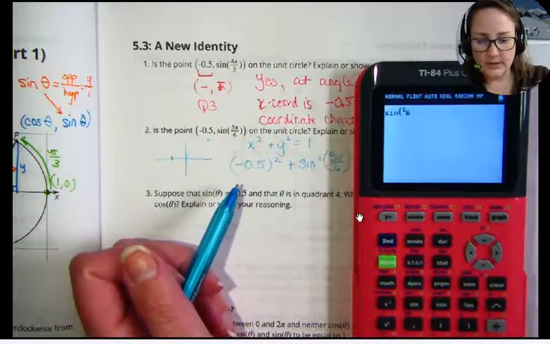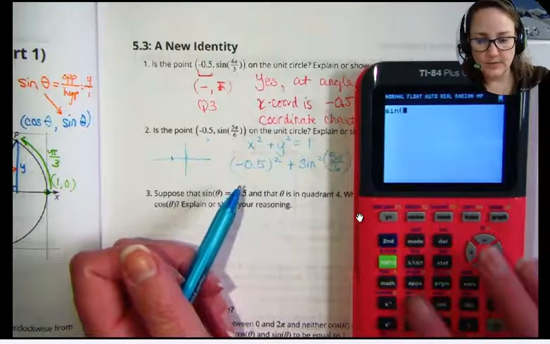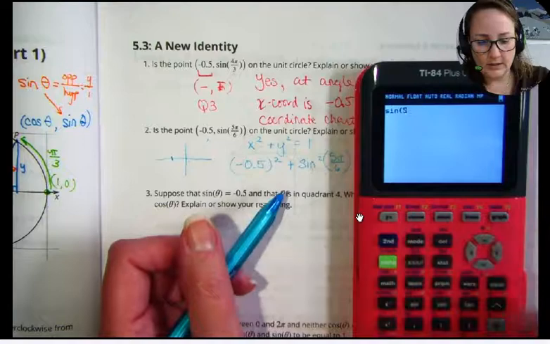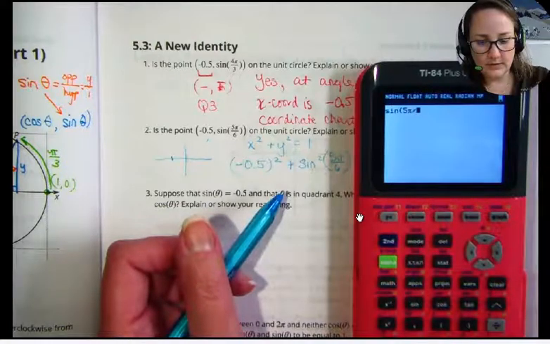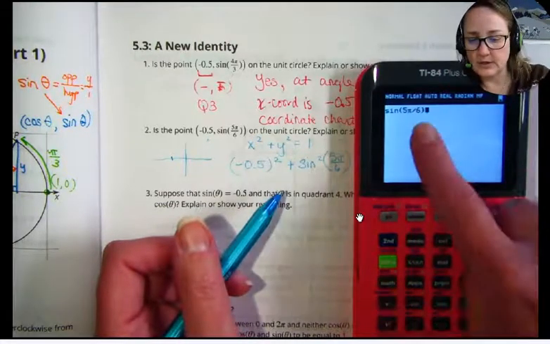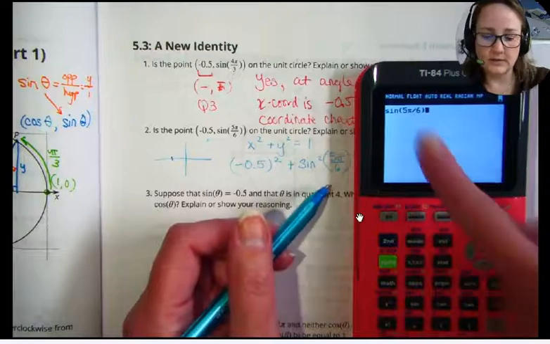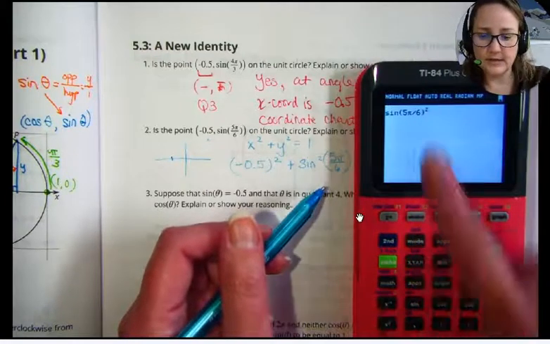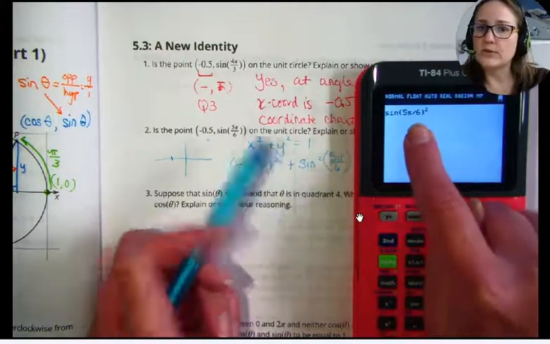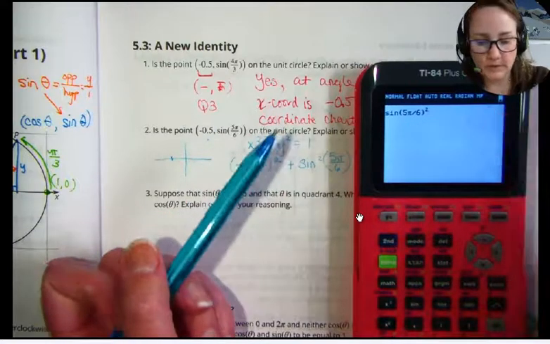So sine squared, sine of 5 pi over 6, close the parentheses. That's what that's telling us, that we want to have that sine squared, not to square just the angle. We want sine squared.